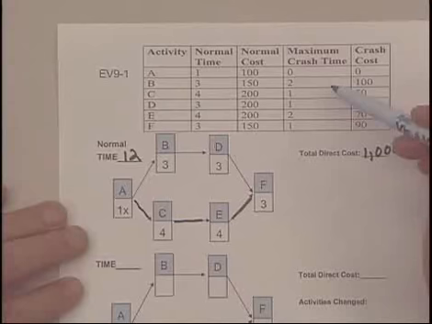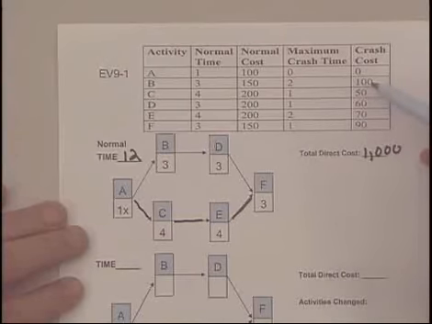But activity B could be reduced all the way to 1 day in terms of time, and each day would be $100. So taking it from 3 to 2 would be 100, and from 3 all the way to 1 day it would be $200. Activity C and D, we can take off 1 day, at a cost of 50 and 60. E is 2 days, $70 each, and 1 day for activity F at $90.